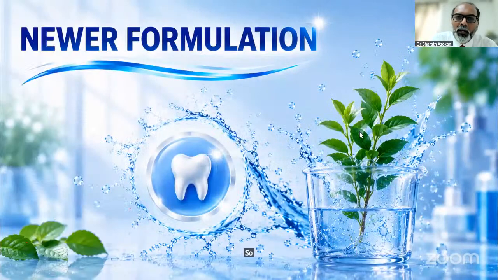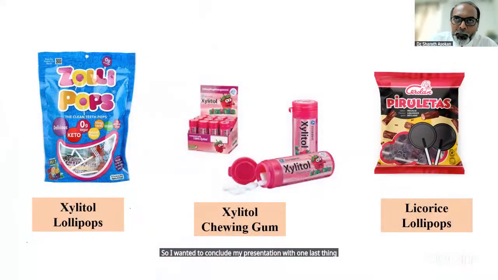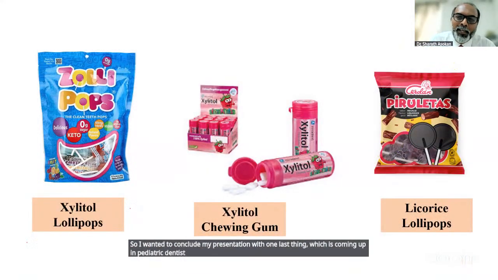So I wanted to conclude my presentation with one last thing, which is coming up in pediatric dentistry in a large way, because I really wanted all of you here to understand that chewing gums were first patented. The first official chewing gum was patented by a dentist. The first sugar-free chewing gum was also introduced by a dentist, and this was sold to the Wrigley's company.